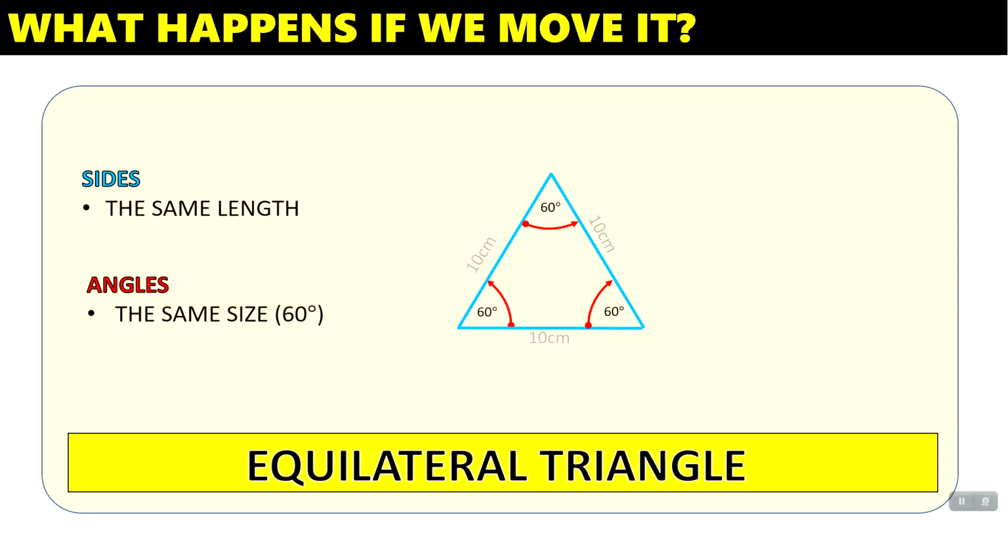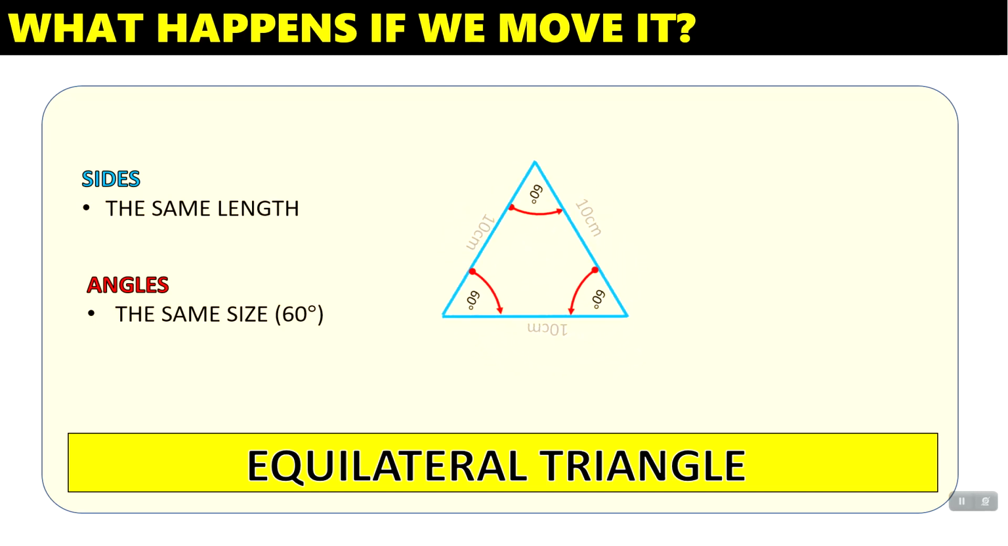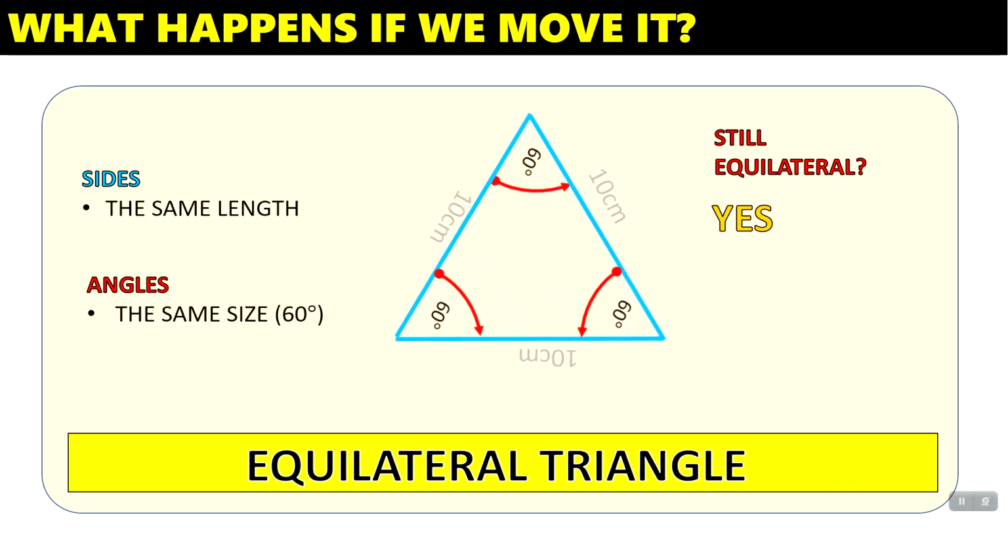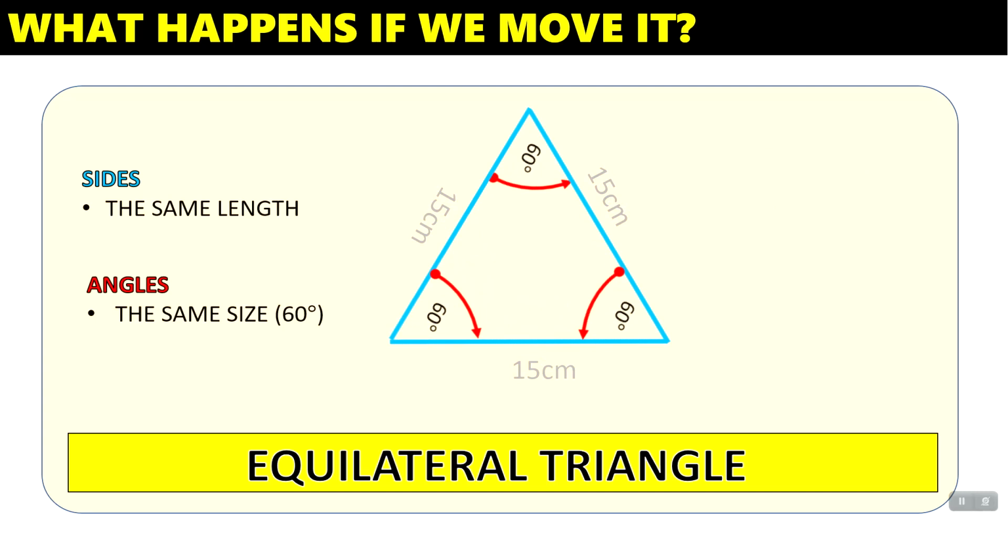Now let's see what happens if we move the triangle. What happens if we rotate it like this? Is it still an equilateral triangle? Yes, it is. The sides are all the same length and the angles are still 60 degrees. That did not change. But what happens if we make the triangle a little bigger, and we say all of the sides now are 15 centimeters instead of 10? Is this still an equilateral triangle? Yes, it is. The sides are still the same length. The angles are all still the same. They are all 60 degrees. And this is still an equilateral triangle. The sides are the same, the angles are the same.